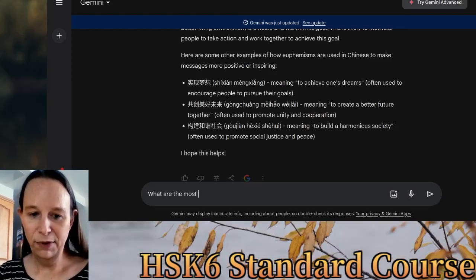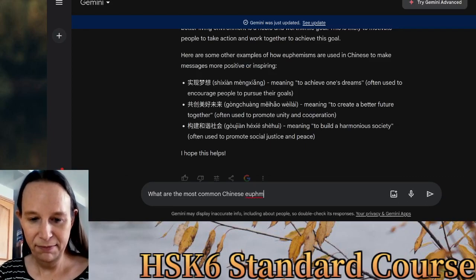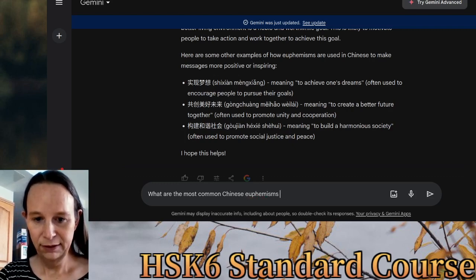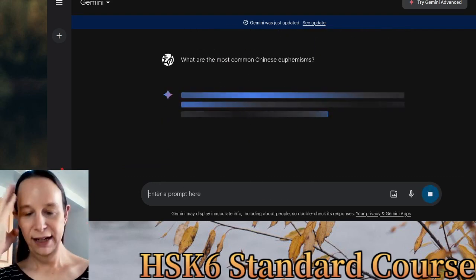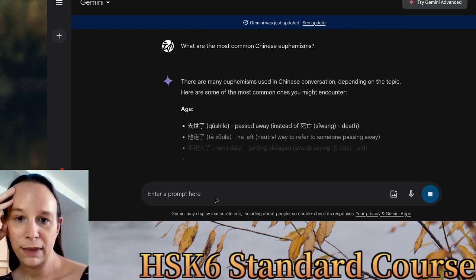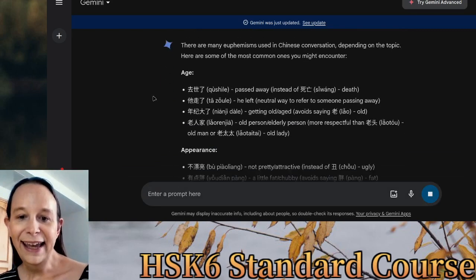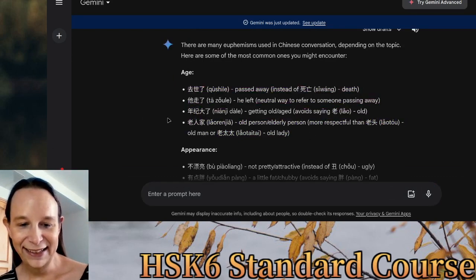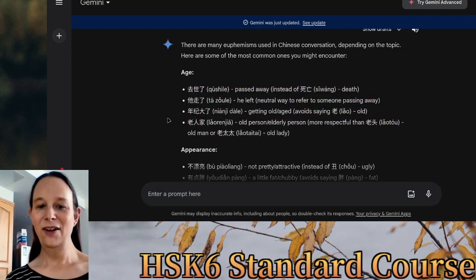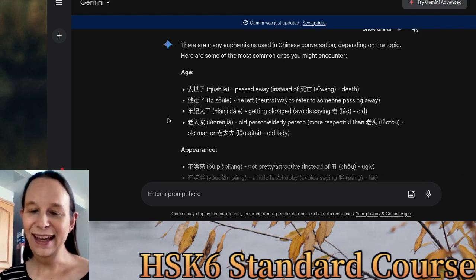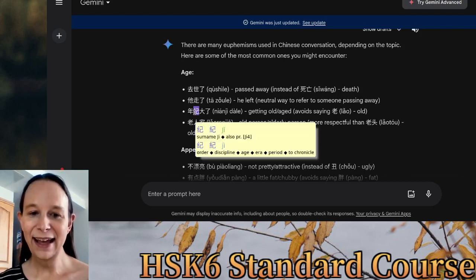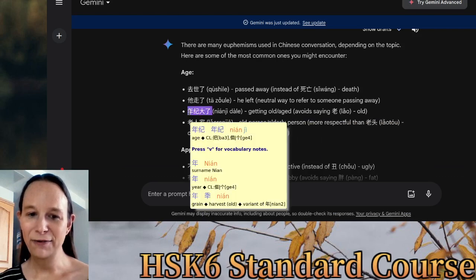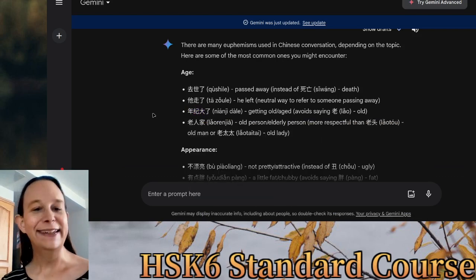What are the most common Chinese euphemisms? 去世了, yeah, 他走了. Oh, okay, so they're all dying. 年纪大了. So age big. Yeah, instead of saying old, you say old of a large number of years kind of thing.